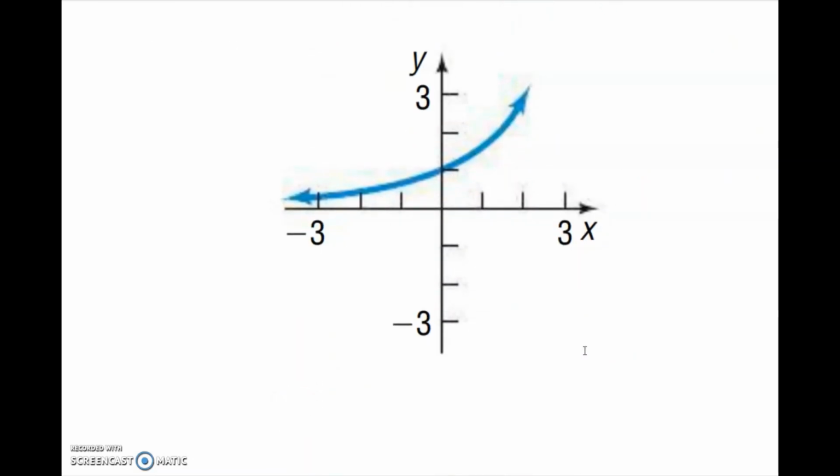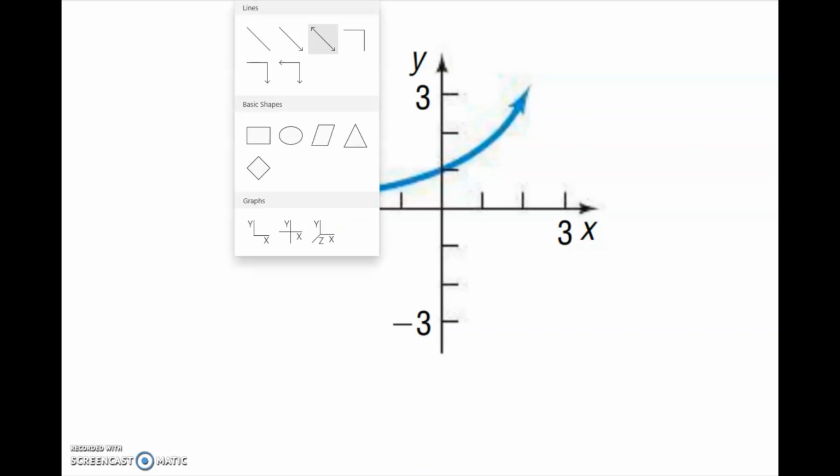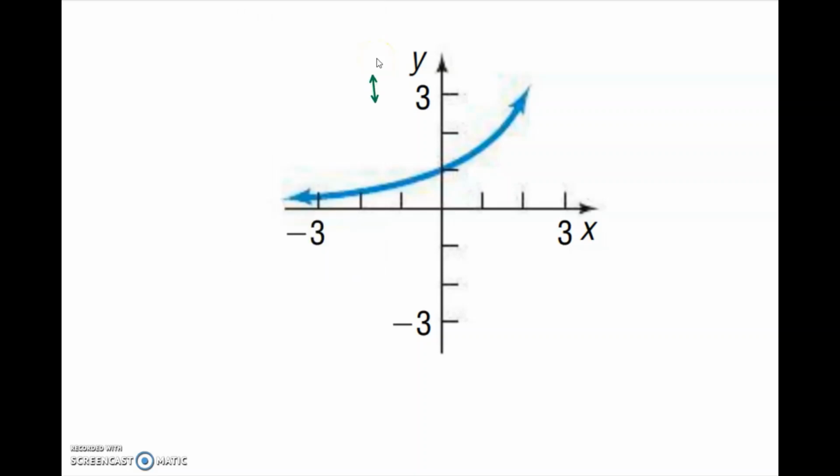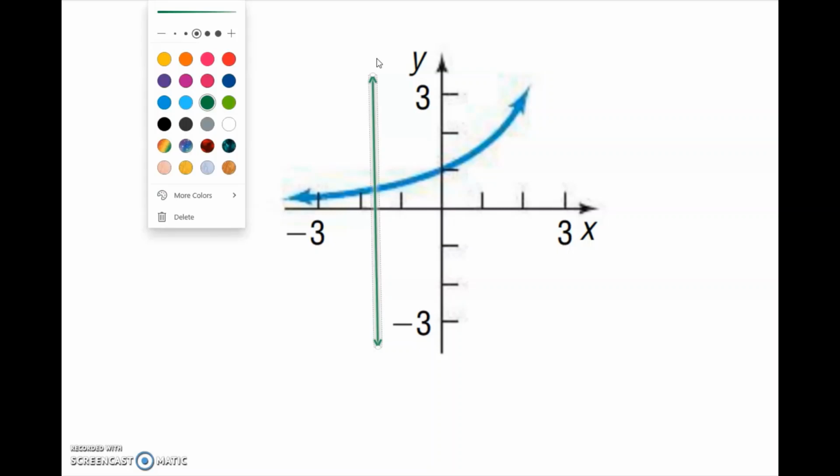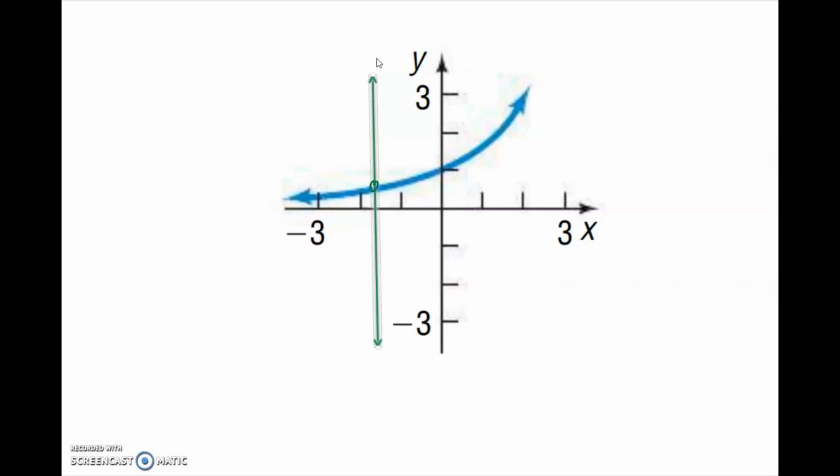Let's try this one here. In this case, I would like to do the same. I'm going to try the vertical line test. I'm going to draw a vertical line here and test that. I notice that the line that I drew intersects with the graph at 1 point only. So this graph represents a function.